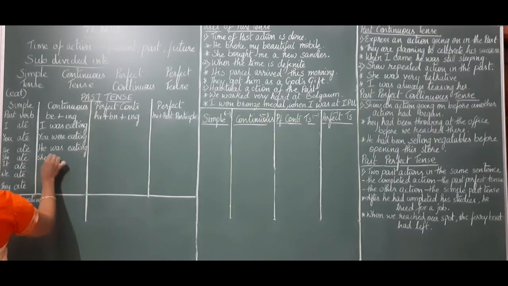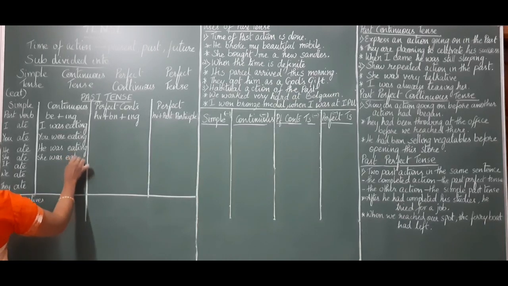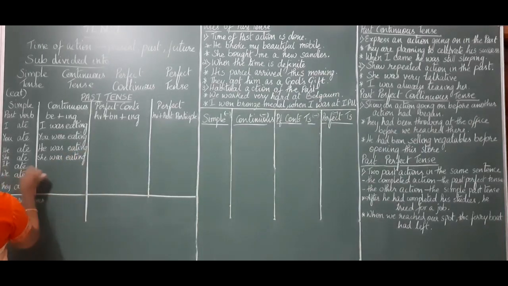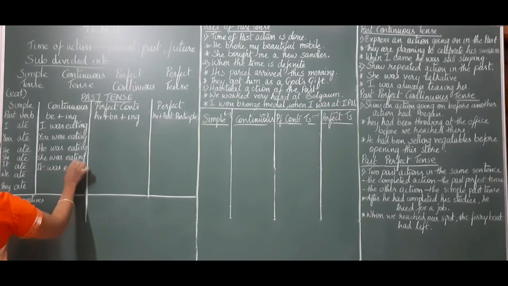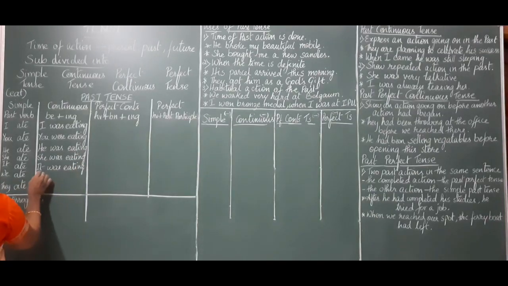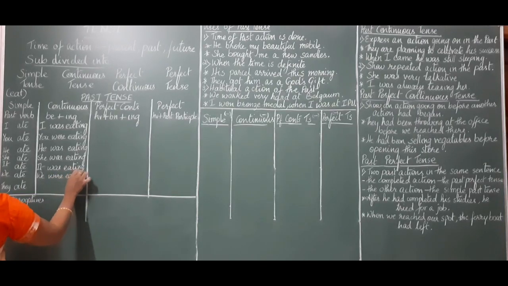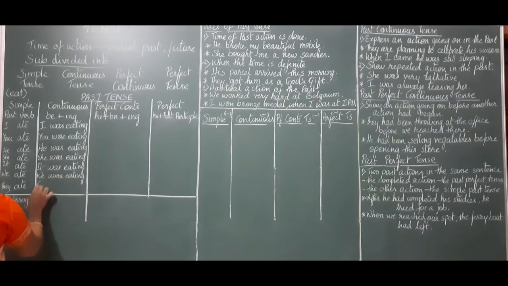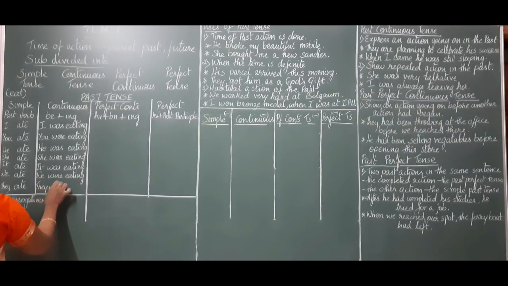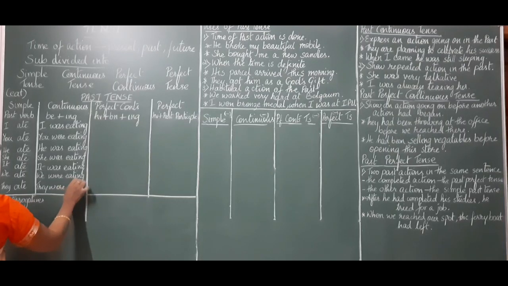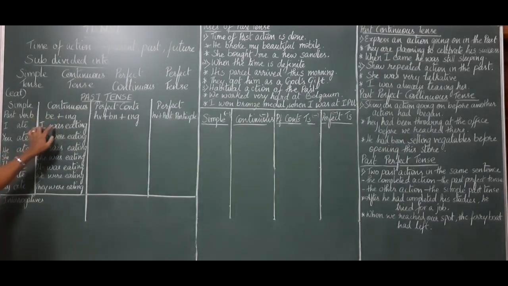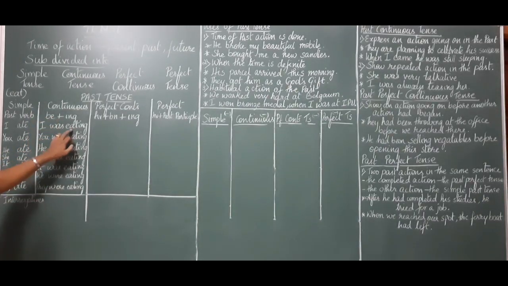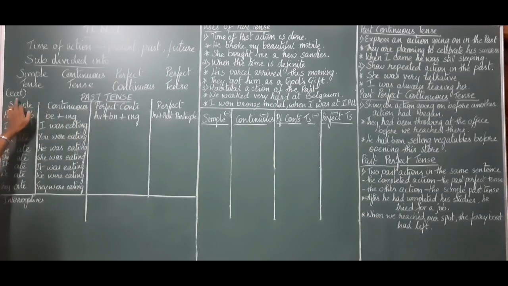She was eating. It was eating. We, plural first person, we were eating. They, third person plural form, were eating. So this was the past continuous tense where we are using the past be verbs and the present participle form of the given verb.